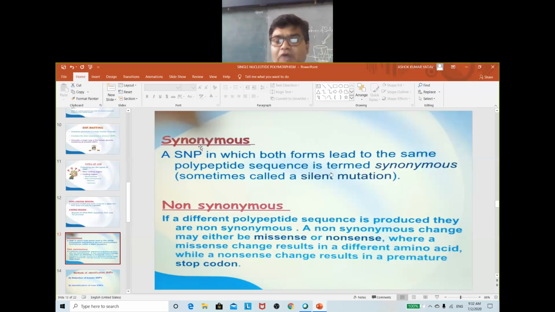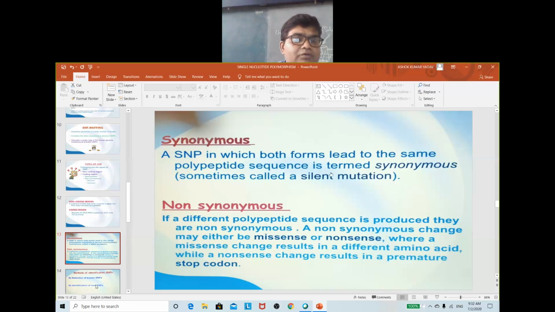So what happens to glutamic acid? GAG. What do you mean by GAG? That is the codon GAG, and then which codon codes for valine? GUG. So A converted into U, only one nucleotide, and due to that change there is a change in the shape of RBC, from round shape to sickle cell. So this is also a transversion point mutation SNP.